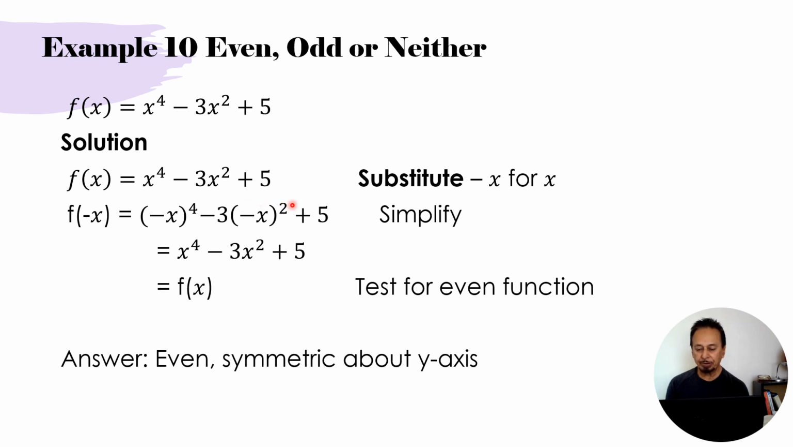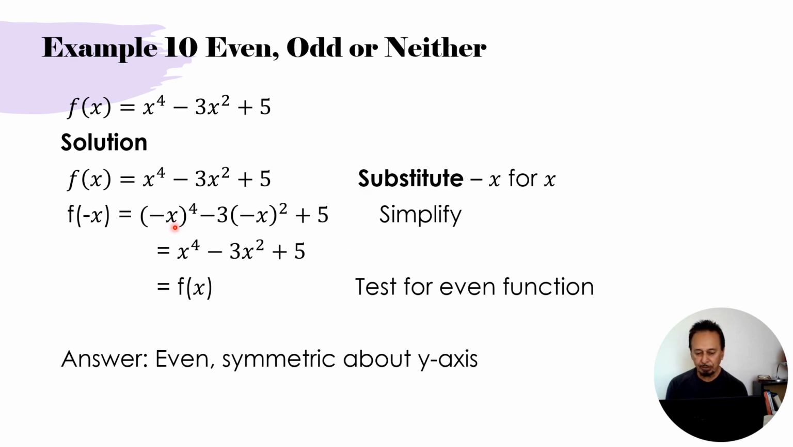So next, negative 3 times the square of negative x, plus 5. So find the fourth power of negative x. Since 4 is an even power, it should be positive x to the 4. Again, this should be positive x squared times negative 3, which is negative 3x squared. So you don't multiply negative 3 with this one first. First you find the square of negative x. Since the square is even, it becomes x squared. So it becomes negative 3x squared. And 5 stays plus 5.